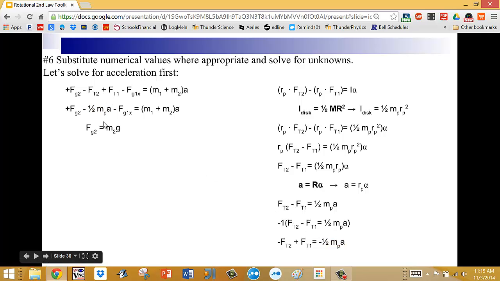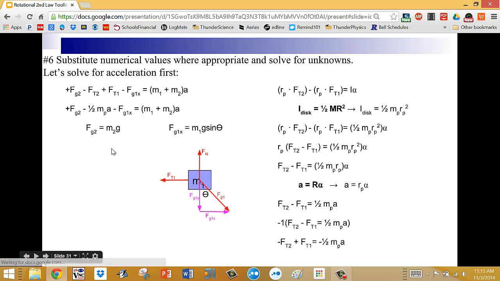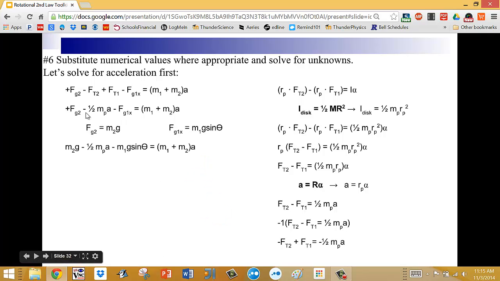Now I'm going to plug in some values. I know that Fg2 is equal to m2g, because that's how we calculate the weight of m2. We plug that into there. Fg1x is the sine component of Fg1, so Fg1x will be m1g sine theta, and I'm going to plug that into there. So both of those plug into that equation, so that now this becomes my system equation.